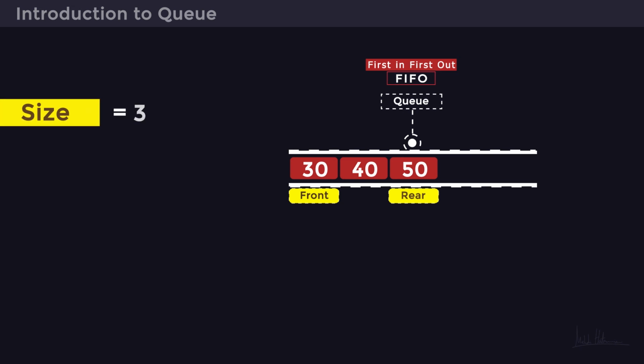And finally, size will return the number of items in our queue, which is equal to 3. In fact, it returns the number of elements present in a queue container.